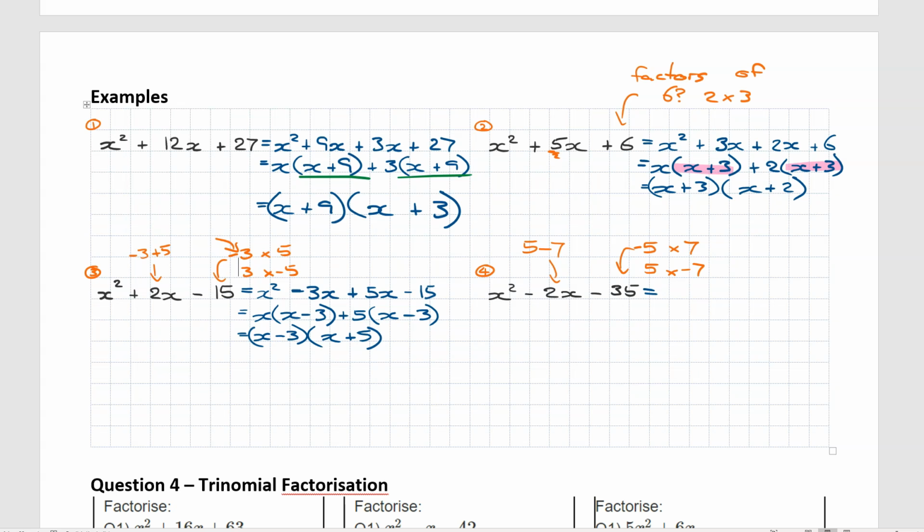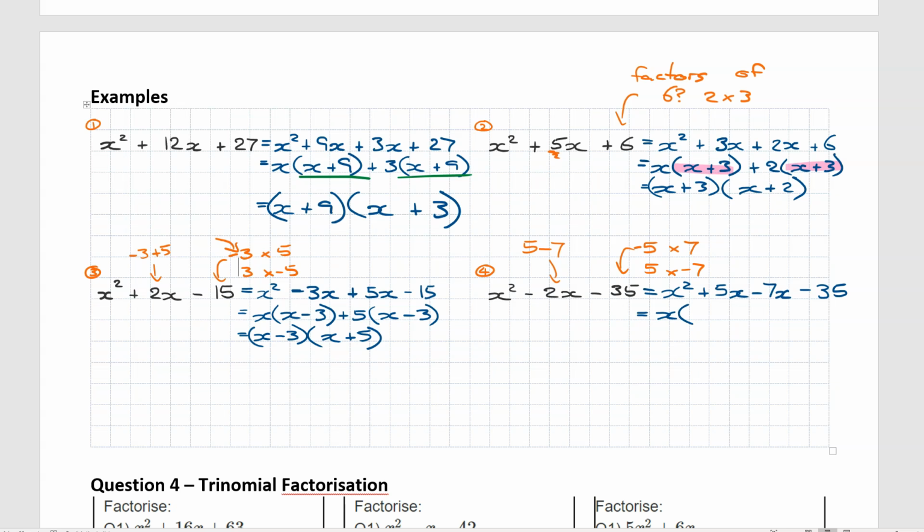Alright, now we've got our 2 factors. We write x squared minus, and in this case, we will go positive 5x minus 7x minus 35.